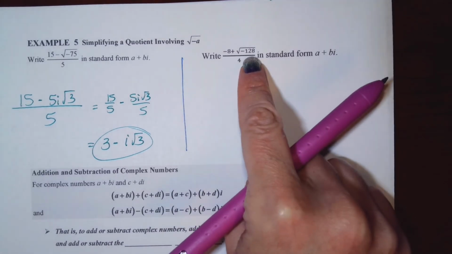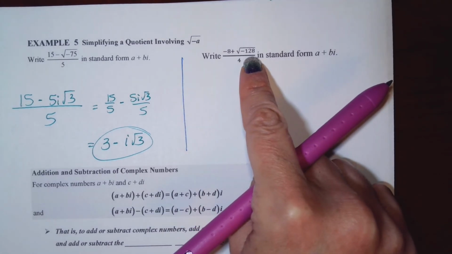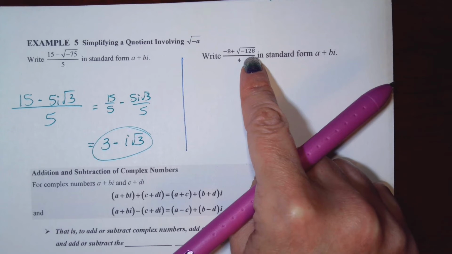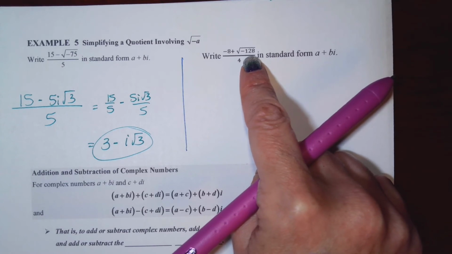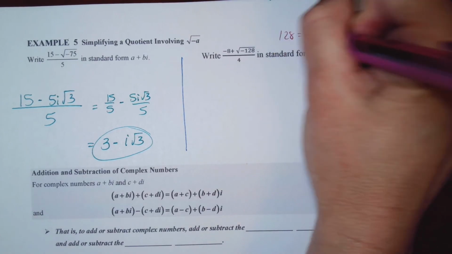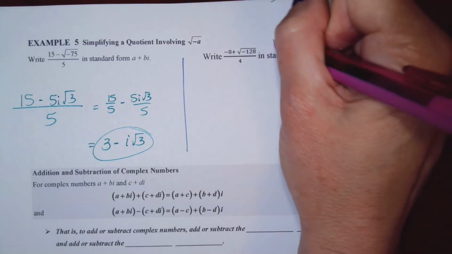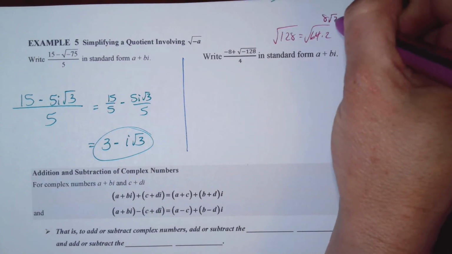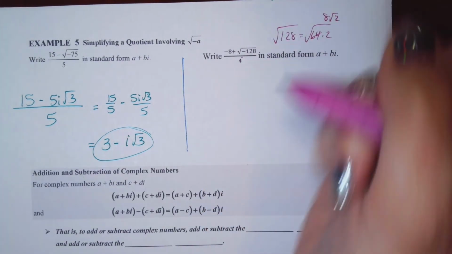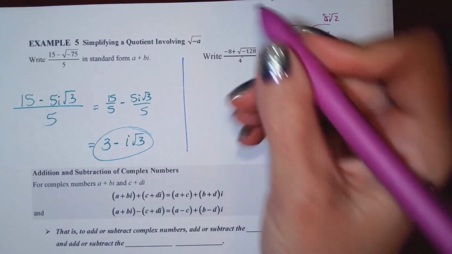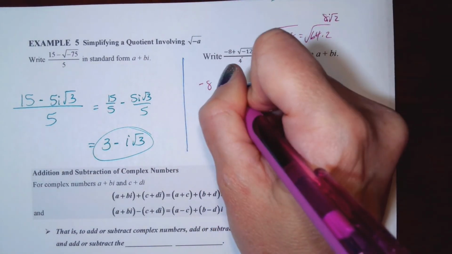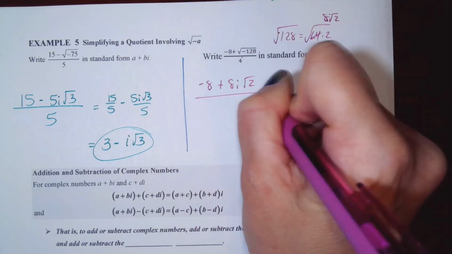For this one, again, I want to simplify this value. You may have to play with that a little bit to find your perfect square factor. 128 is actually 64 times 2, and 64 is 8 squared. So that is 8 square roots of 2. It was negative, so that comes out as an 8i square root 2. Negative 128, that's an 8i. Alright, so we've got negative 8 plus 8i square root 2 over 4.